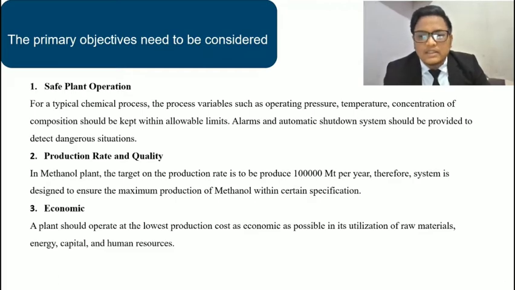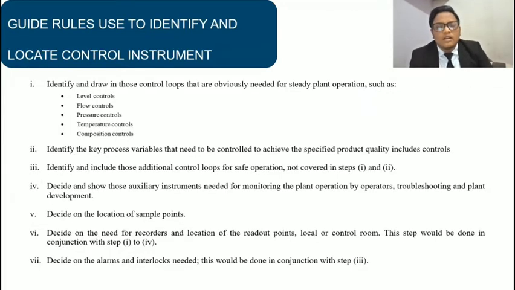Therefore, the system is designed to ensure the maximum production of methanol within certain specifications. The third is economic. A plant should operate at the lowest production cost, as economic as possible in its utilization of raw material, energy, capital, and human resources. The following guides are used to identify and locate the control instruments in the process.